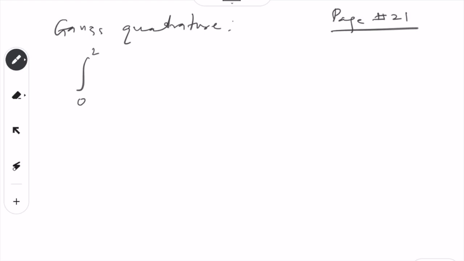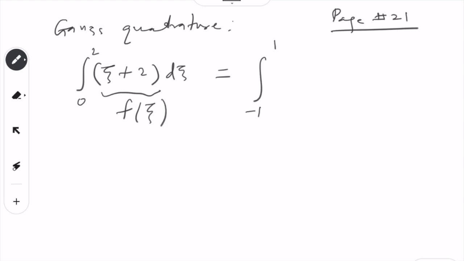So we have 0 to 2, and xi plus 2, which we have to integrate. How to apply that? We have to change it to the -1 to 1 format, then only you can apply that. So we have to write that in terms of -1 to 1, and from xi we change it to, let us call it lambda. This function, let us call it f of xi, we have to write as f of lambda, and there will be some Jacobian J coming into the picture, and then we have d lambda. Then we can apply that.